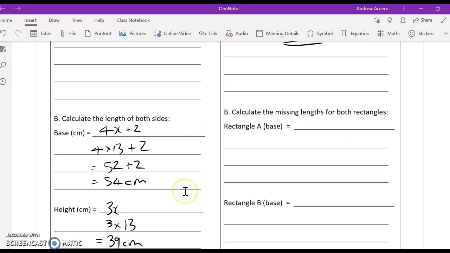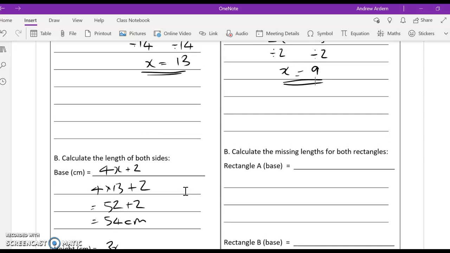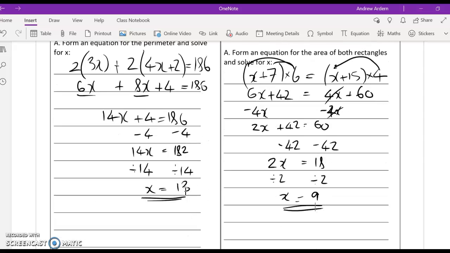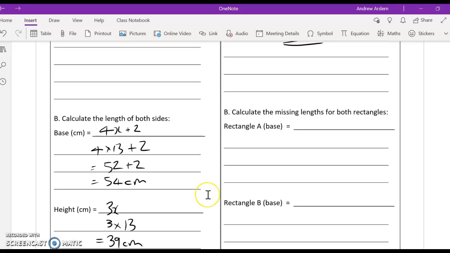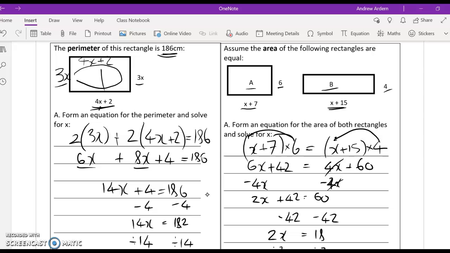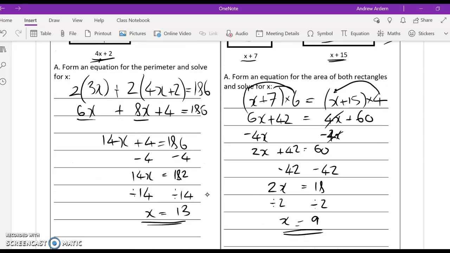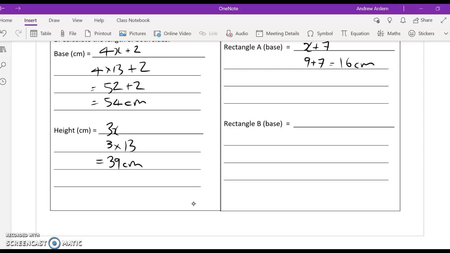And last step, to solve for the base of a, I have to take x and add 7. And for the base of b, I have to take x and add 15. I'm assuming it's centimeters. 9 plus 15, 24.